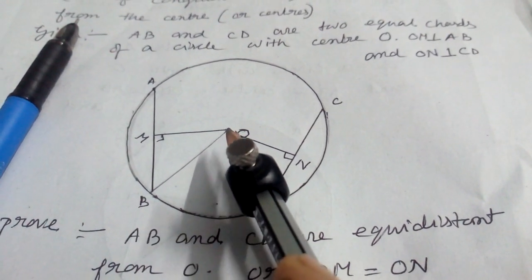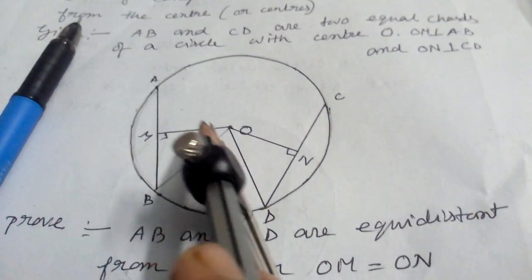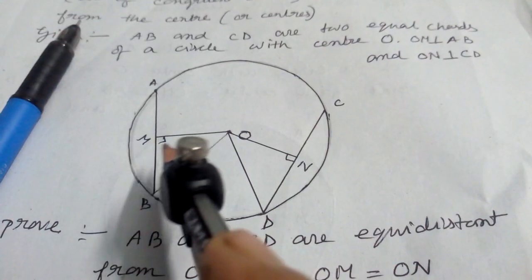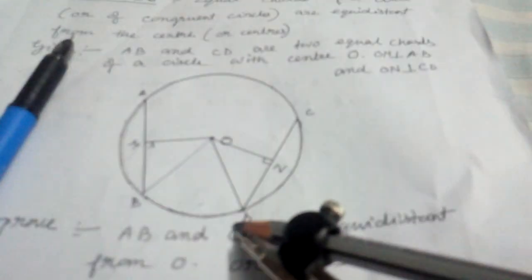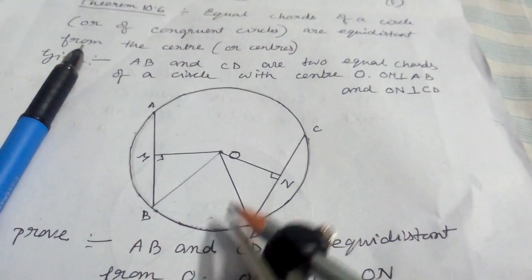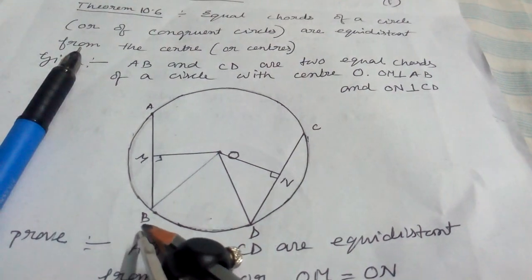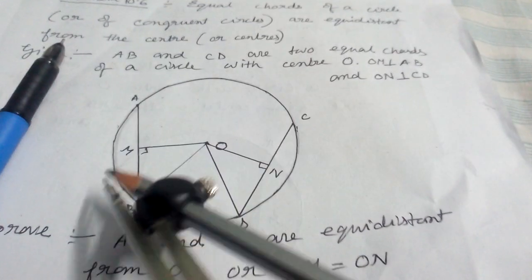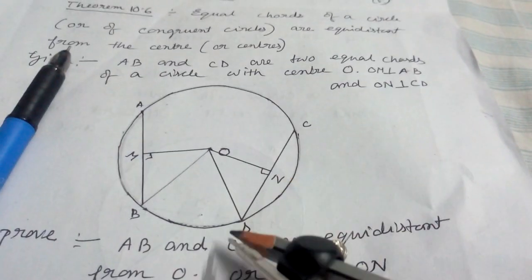Since earlier we got a theorem that a perpendicular drawn from the center to a chord bisects the chord, MB is equal to half of AB, and similarly ND is also half of CD, because OM bisects AB and ON bisects CD. Since it is given that AB is equal to CD, half of AB is equal to half of CD. Therefore MB is equal to ND.